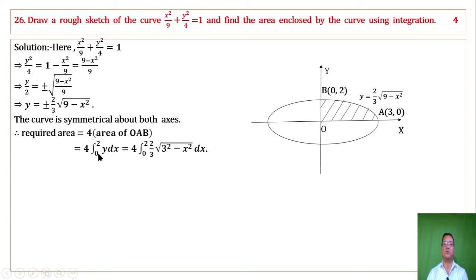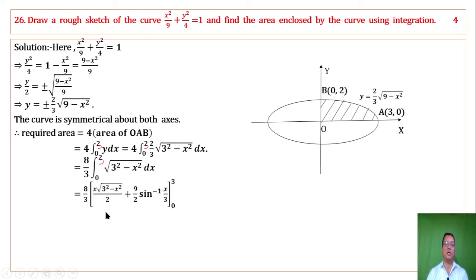Why is it 0 to 2? 0 to 3. It will be 3. Why will it be 2? X is 3. It must be 3.